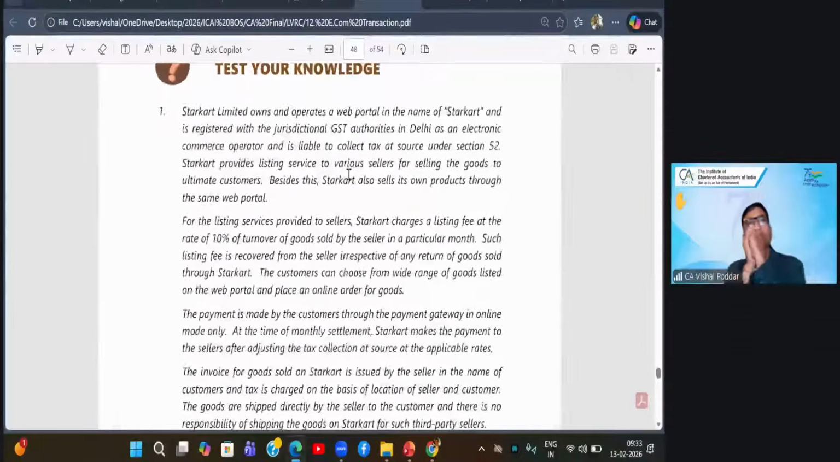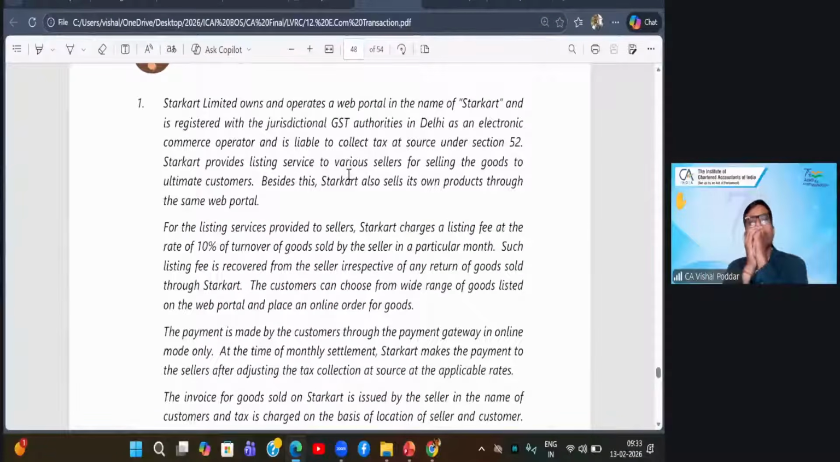StarCart Limited owns and operates a web portal in the name of StarCart and is registered with jurisdictional GST authorities in Delhi as an electronic commerce operator and is liable to collect tax at source under Section 52. StarCart provides listing service to various sellers for selling the goods to ultimate customers. Besides this, StarCart also sells its own products through the same web portal. For the listing services provided to sellers, StarCart charges a listing fee at the rate of 10% of the turnover of goods sold by the seller in a particular month.